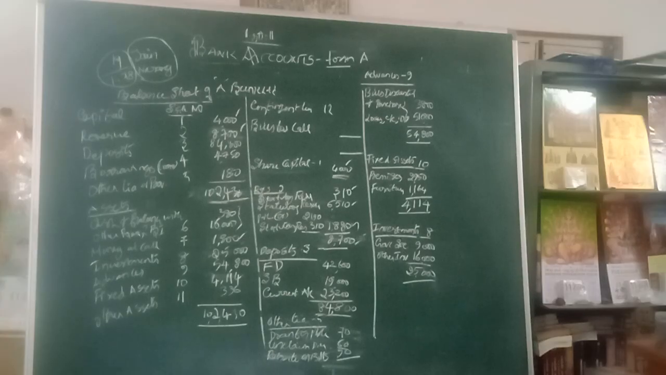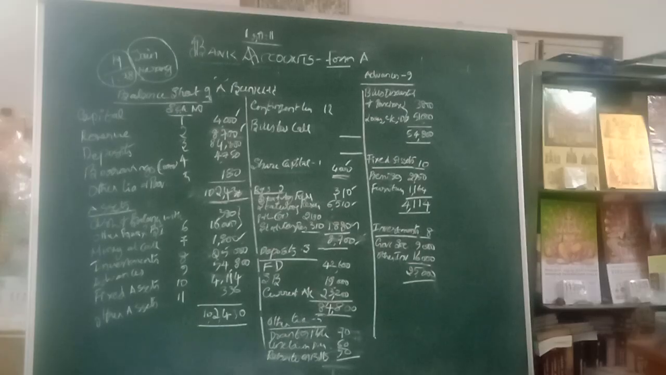So in this also you should note two types of treatment. Whenever we are given only the closing balance of rebate on bill discounted, no separate treatment is required. It is assumed that that item is already adjusted, so no separate treatment is given. Simply you can ignore that, it is the correct procedure.